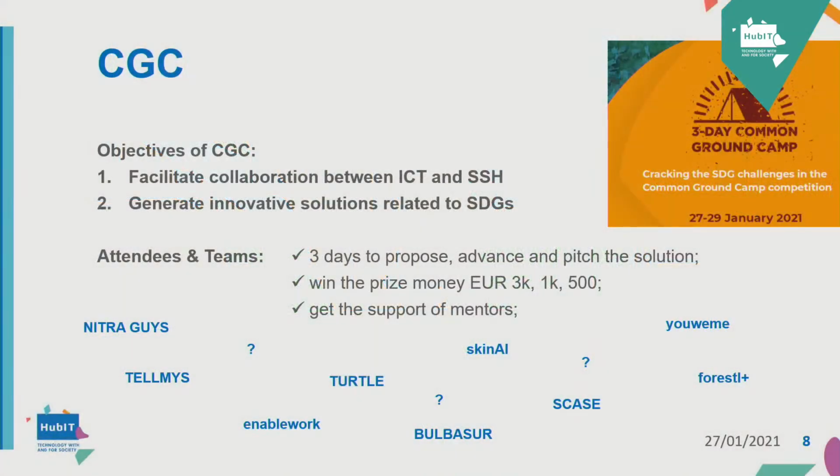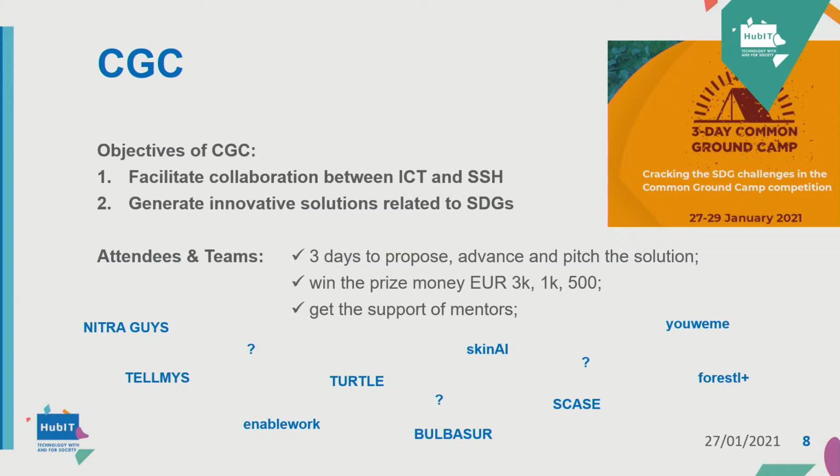With this in mind, the objectives of the Common Ground Camp are to facilitate the collaboration between information and communication technologies and social sciences and humanities, and to generate innovative solutions related to sustainable development goals that could potentially help to beat the COVID-19 pandemic.